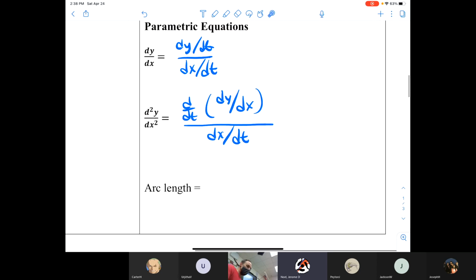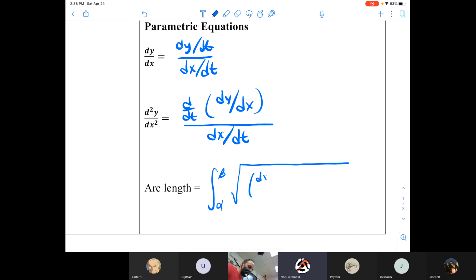All right, and then we have one more here. We have our arc length formula. Definite integral from alpha to beta, we'll say. Square root of. What goes inside? dy/dt squared plus dx/dt squared.